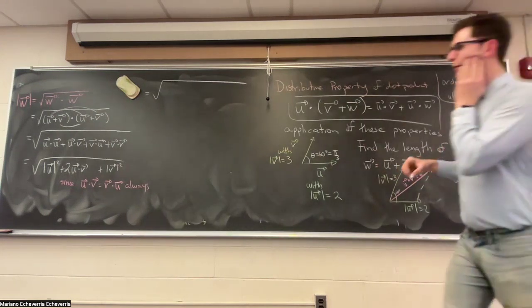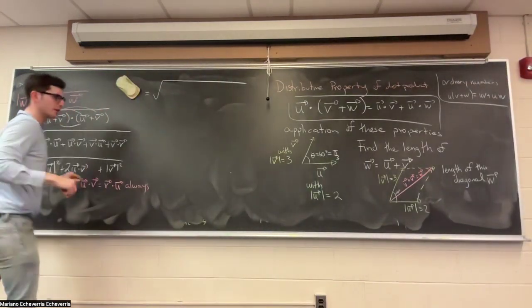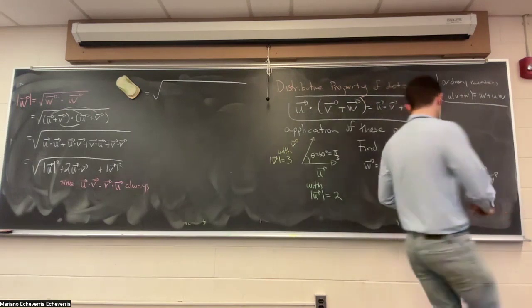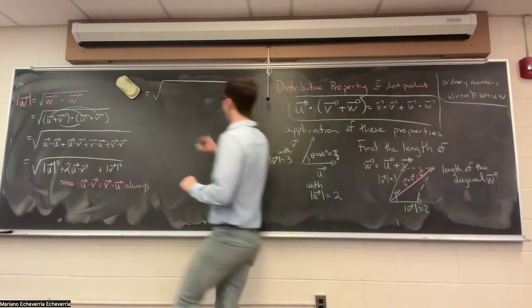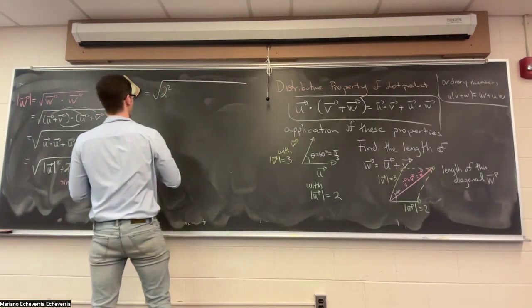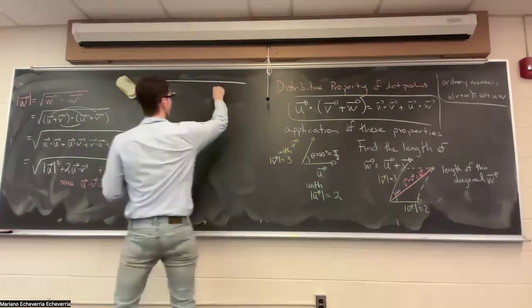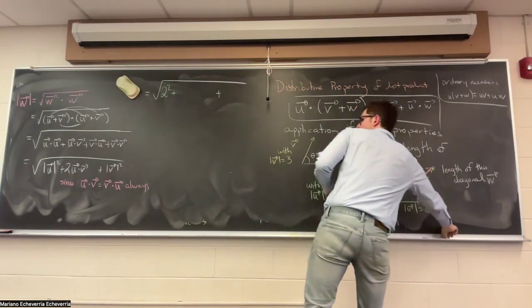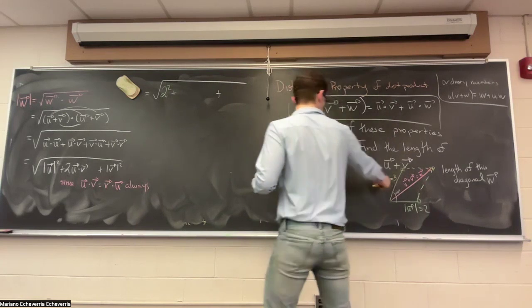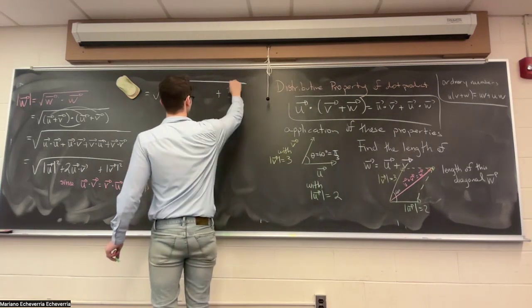And we're almost there, because what's the length of u squared? The length of u by assumption was 2, so you get 2 squared. What was the length of b squared? B had length 3, so you get 3 squared.